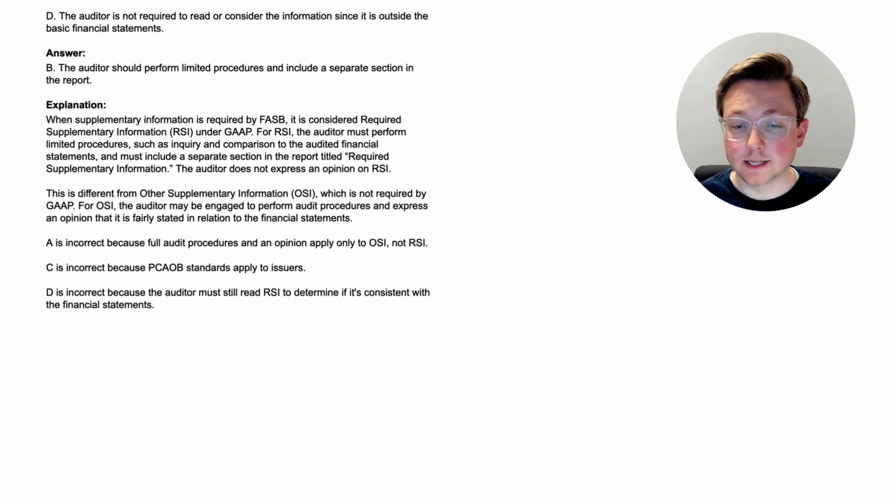GAAP. For RSI, or again, required supplementary information, the auditor must perform limited procedures such as inquiry and comparison to the audited financial statements and must include a separate section in the report titled Required Supplementary Information. The auditor does not express an opinion on RSI. This is different from other supplementary information, which is OSI, which is not required by GAAP. For OSI, the auditor may be engaged to perform audit procedures and express an opinion that it is fairly stated in relation to the financial statements.